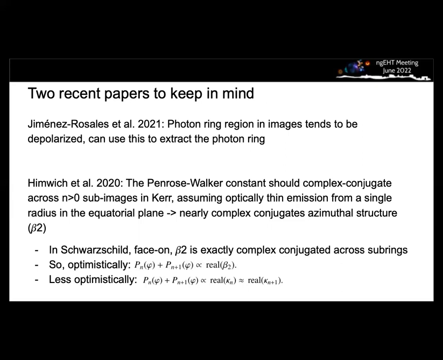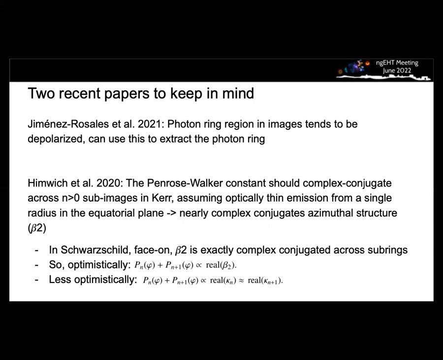So there's two papers that I want to shout out, which informed a lot of my thinking. One is Alejandro's work on essentially observing that the photon ring region in images tends to be depolarized. And she has a lot of excellent explanations for why geodesics, which pass through more material, might innately be less polarized. And we certainly corroborate that. And Min Himwich has results that point out the Penrose-Walker constant should complex conjugate across high n sub-images in the curve. And this makes some assumptions that are generally reasonable, especially as we go to higher frequencies and especially for MADs, etc.